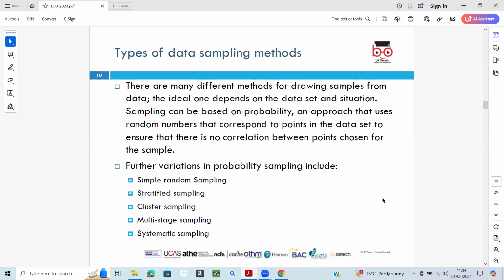Then we have systematic sampling. In systematic sampling, every item is selected from the population list after a random start. It provides a structured way of selecting samples while maintaining randomness. However, it also runs the risk of introducing bias if there is a pattern in the data that corresponds to the selection interval.